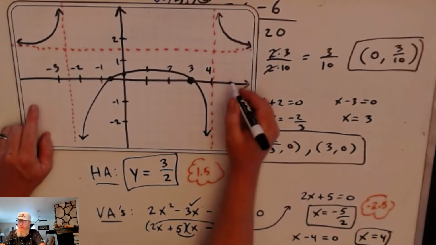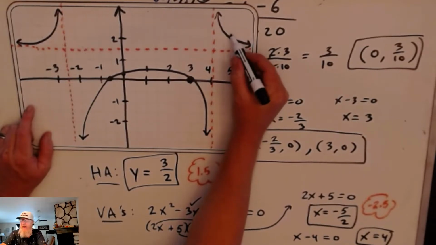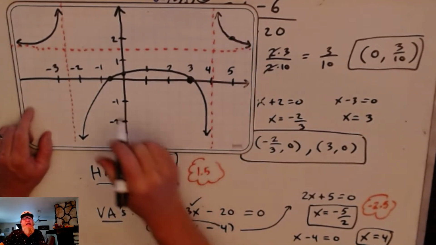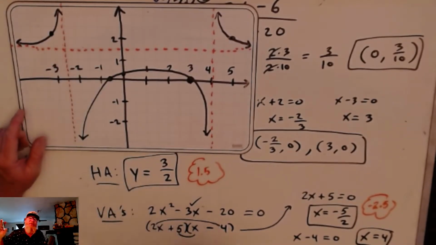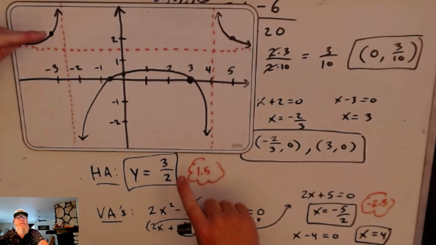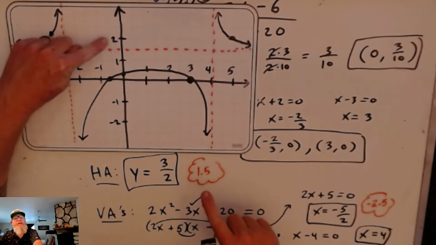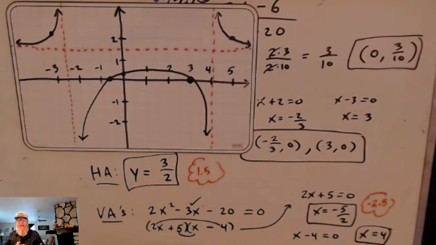Probably wouldn't hurt to maybe plug in a number like 5 and just verify that you do in fact get a dot up in that quadrant or in that region. Similarly over here, you could plug in -3. I'm not going to do it, but you could verify that if you plugged in -3, you would get a number larger than 1.5. So closer to 2. Again, I just estimated that. I don't know what it exactly is.